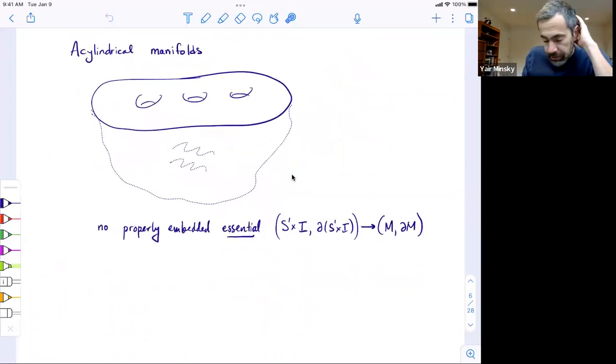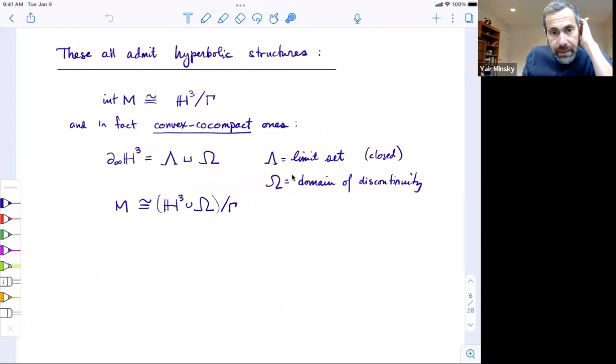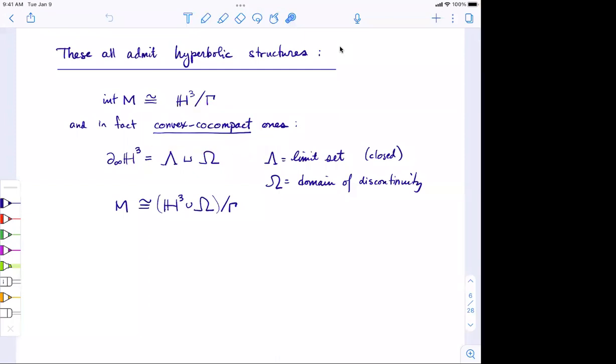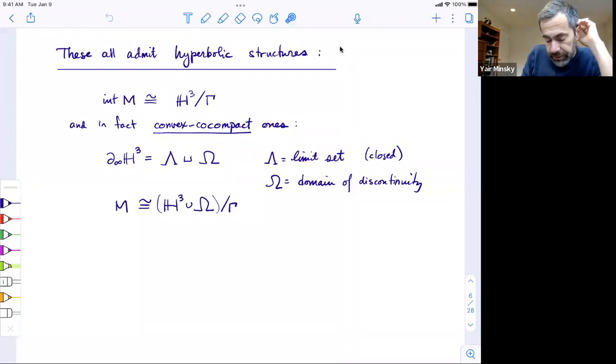What about geometric structures? All of these manifolds I have in mind admit hyperbolic structures. And by that, I mean that the interior of the manifold is a complete hyperbolic manifold. So it's obtained as the quotient of hyperbolic three space by a discrete group. And specifically, I want to think about convex co-compact structures. A structure is convex co-compact if, in the sphere, so hyperbolic space has a sphere at infinity, which is just a two-sphere on which the isometries act conformally, and there's a dynamical decomposition. The two-sphere can be written as the union of a closed set called the limit set and an open set called the domain of discontinuity.